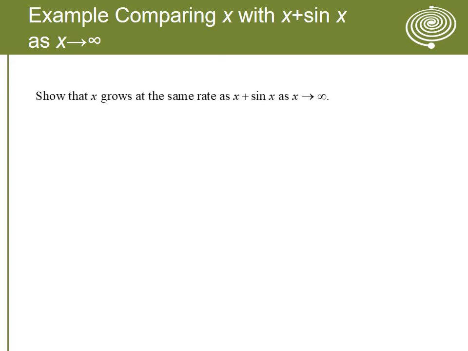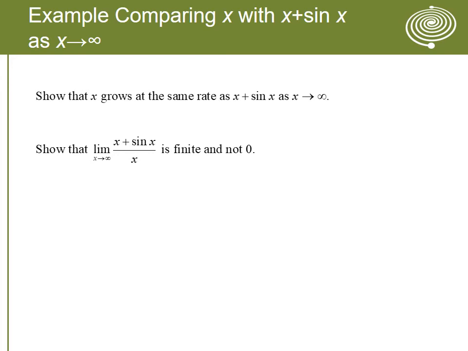To show that these two functions grow at the same rate, we have to follow the definition and try to find the limit of the ratio of the two functions, x plus sine x divided by x, as x goes to infinity. If we are able to show that the limit of this ratio is a certain fixed real number L, which is different from 0, we can say that the two functions grow at the same rate.